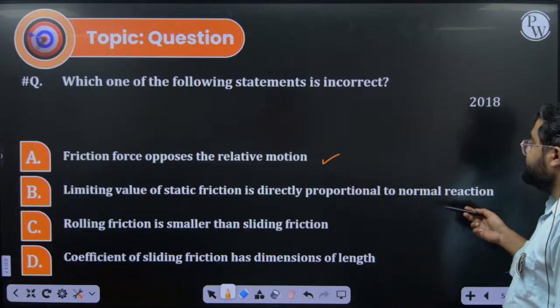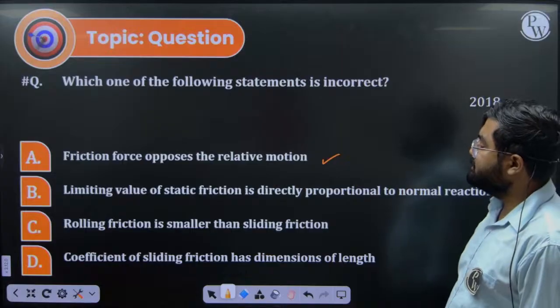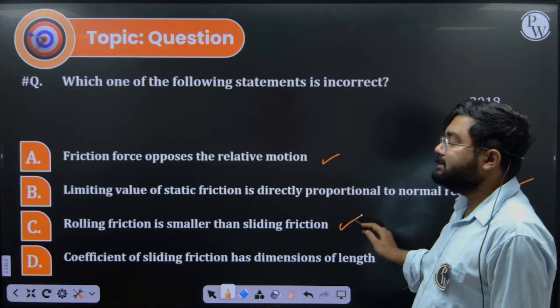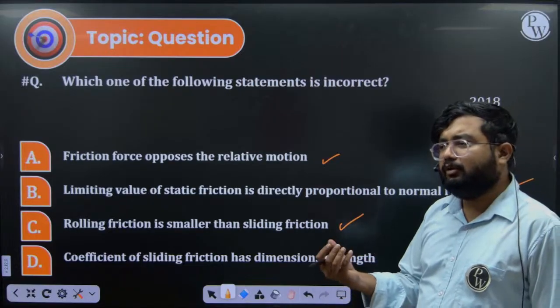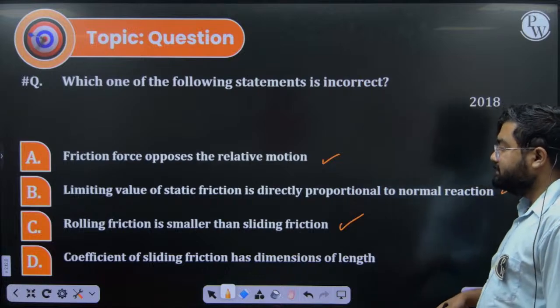Limiting value of static friction, that means maximum value, is proportional to normal reaction. Yes, of course it is. Rolling friction is smaller than sliding friction. It is correct. Rolling friction is very low friction acting. We do not need to go into details.